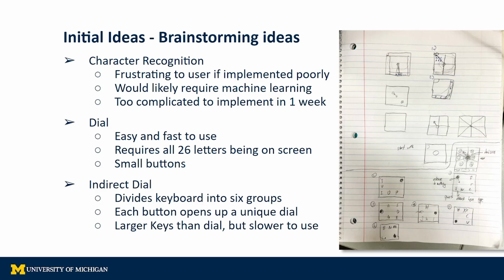Next, we came up with an idea of using a dial that had all 26 letters on screen. This would be easy and fast to use, but it would have small buttons, which pose an issue. We also came up with an indirect dial idea where we divide the 26 letters into 6 smaller groups of letters, and when you opened up one of those groups, it would open up a smaller dial. The benefit here being that there would be larger buttons. The downside, though, is that it would add a layer of indirection and slow down the user.